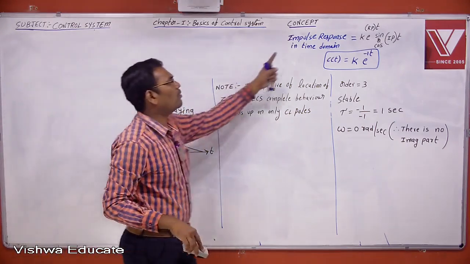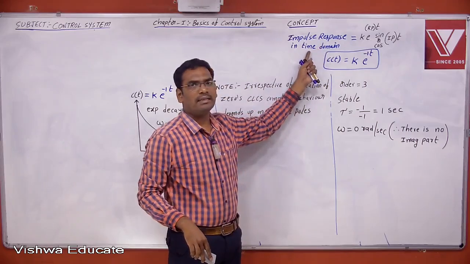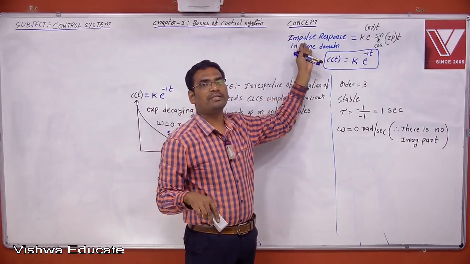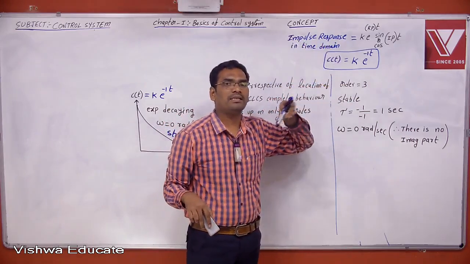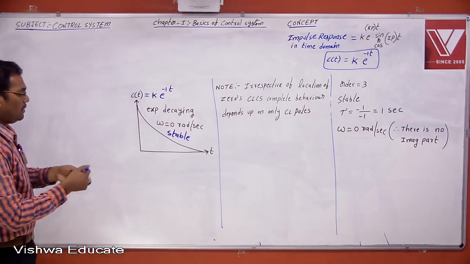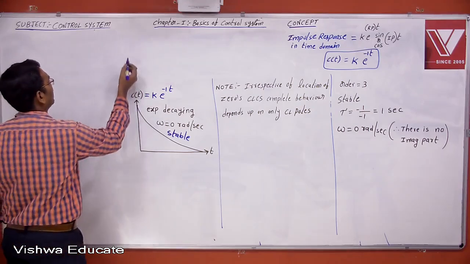Now, when I talk about the impulse response, I am assuming by default which input? Impulse input. Therefore, which response? Impulse response, because this is the theoretical analysis I am doing. Then we move to the next example, next concept.